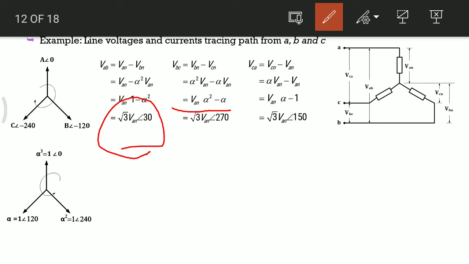The same way we can also calculate the VCA value, which is VCN minus VAN. Put all the values in the form of alpha, and then complete the mathematical calculation. At the end, you will get root 3 VAN at an angle of 150 degrees.